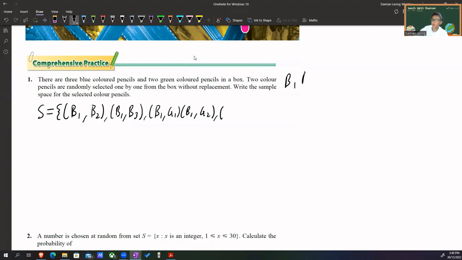Basically it's like that. Blue 1, blue 2, blue 3, green 1, green 2. So we start with this, match with each one of it. Then we start with the next one, which is blue 2, then match with the other 4. And keep going until we start with green 2 and match with everything else.